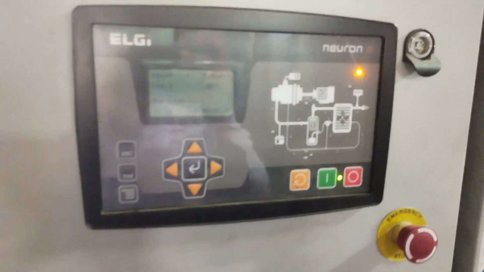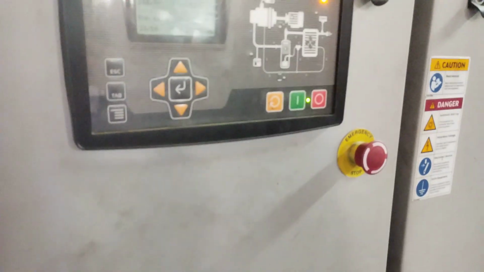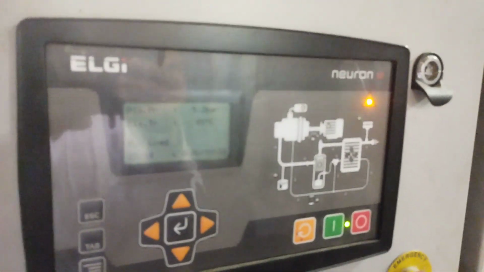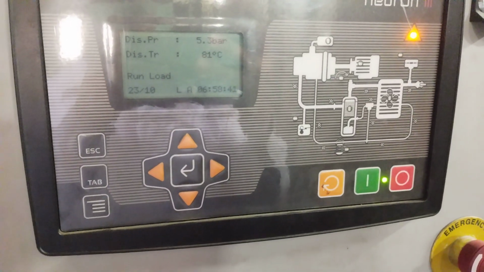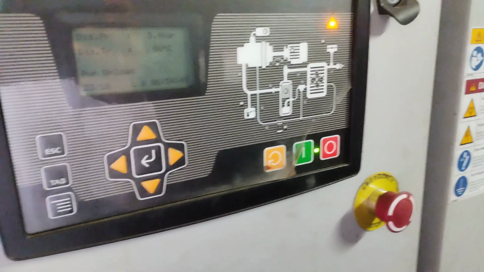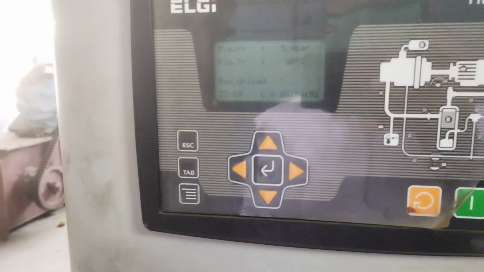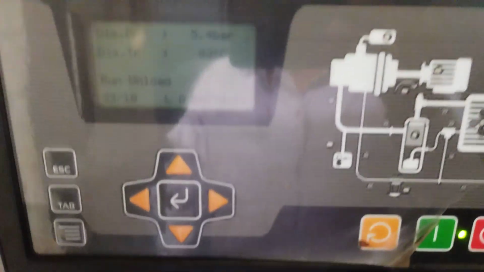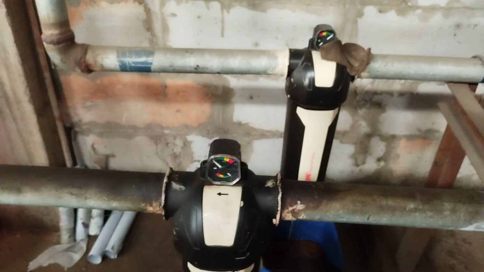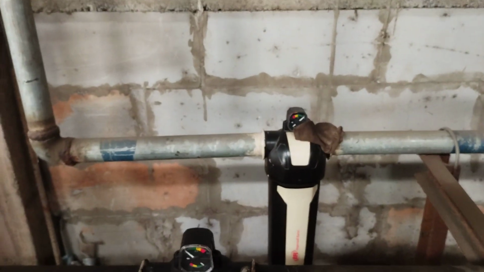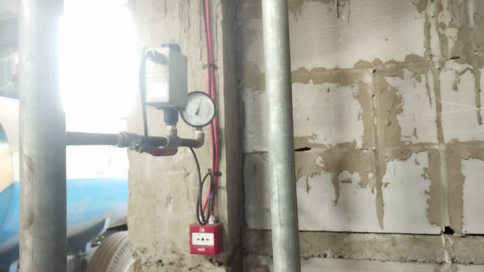Two number of air compressors for service air, 5.3 bar, 81 degrees Celsius. Valve is on, that means the service. Both compressors are running, 5.4 and 3 bar, 80 degrees Celsius. This is the final air output line and the regulator with pressure switch and pressure gauge.